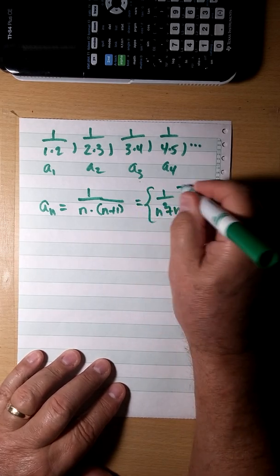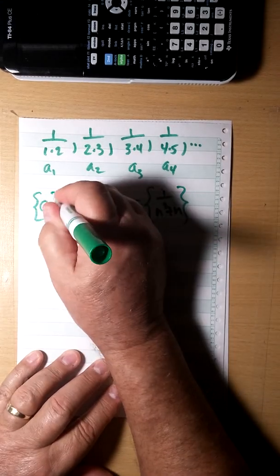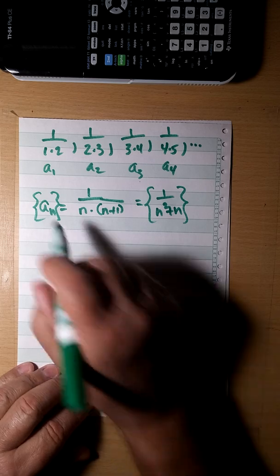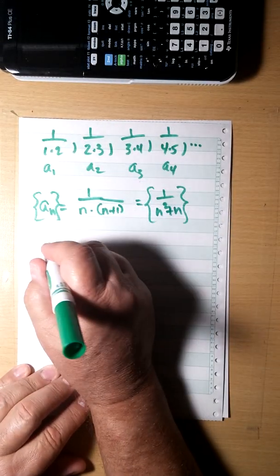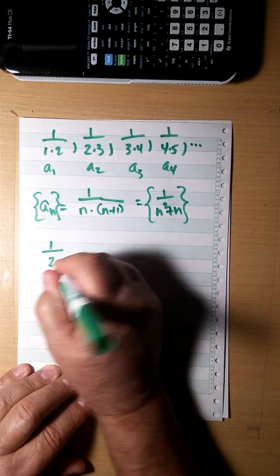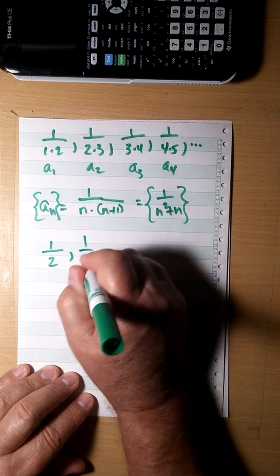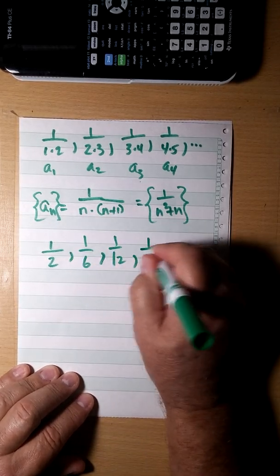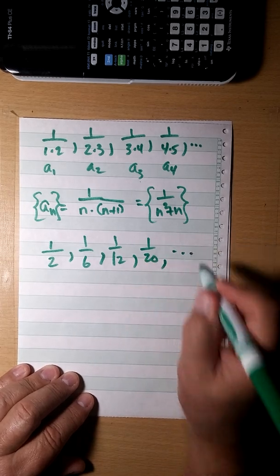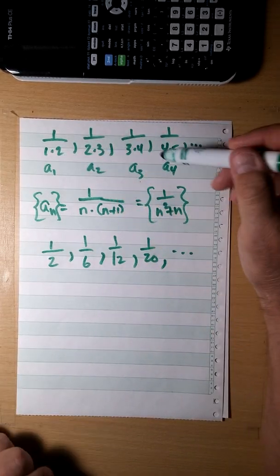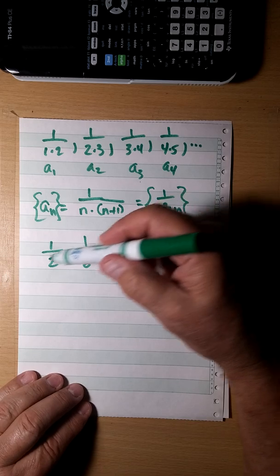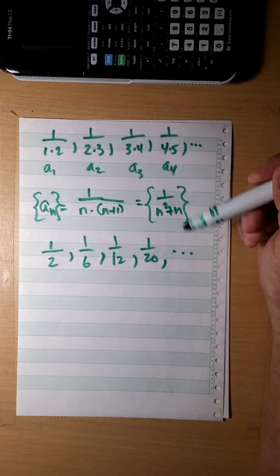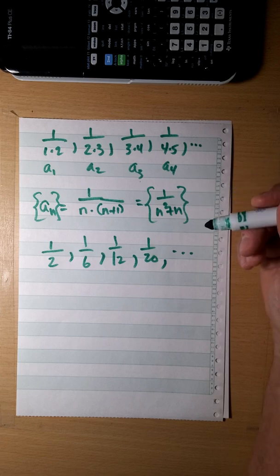If you want to write it as a sequence, you can use the braces. You can write out the list of numbers. This would be 1 over 2, this is 1 over 6, 1 over 12, 1 over 20. And what's interesting is when we write it this way, it's a lot easier to see what's going on than looking at this. Here we'd have to figure out that pattern by looking at a bunch of different things.